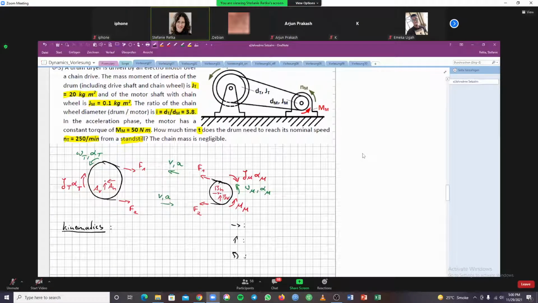State these three equations and then try to solve the system. And this works. And you will obtain a solution, the correct solution. But you will only obtain the correct solution if you have a complete free body diagram. If not, you'll get a wrong result.